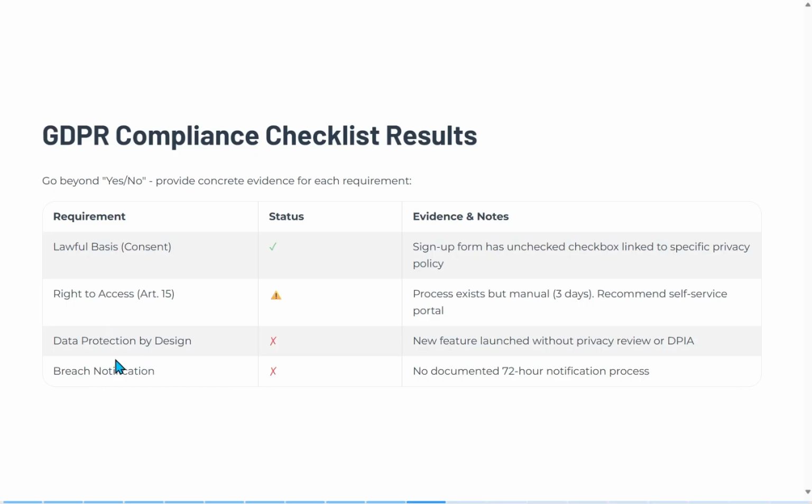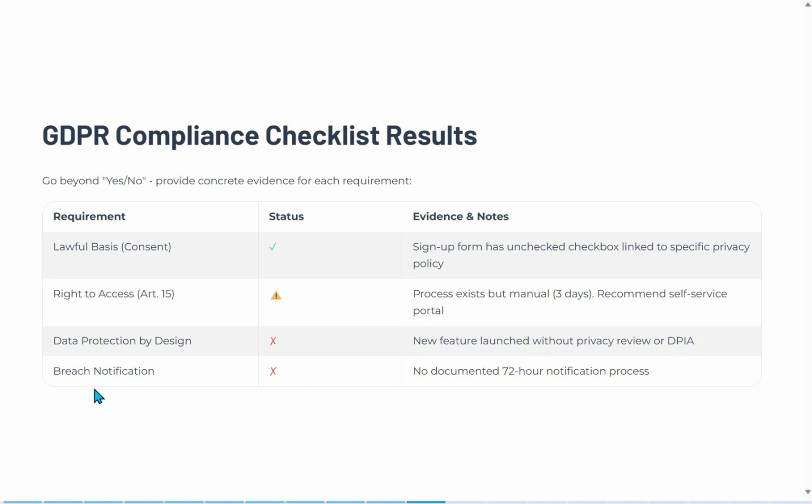So the third requirement we have here is data protection by design. New feature launch without privacy review or the DPIA, which is the data protection impact assessment. That's the full meaning of this DPIA.